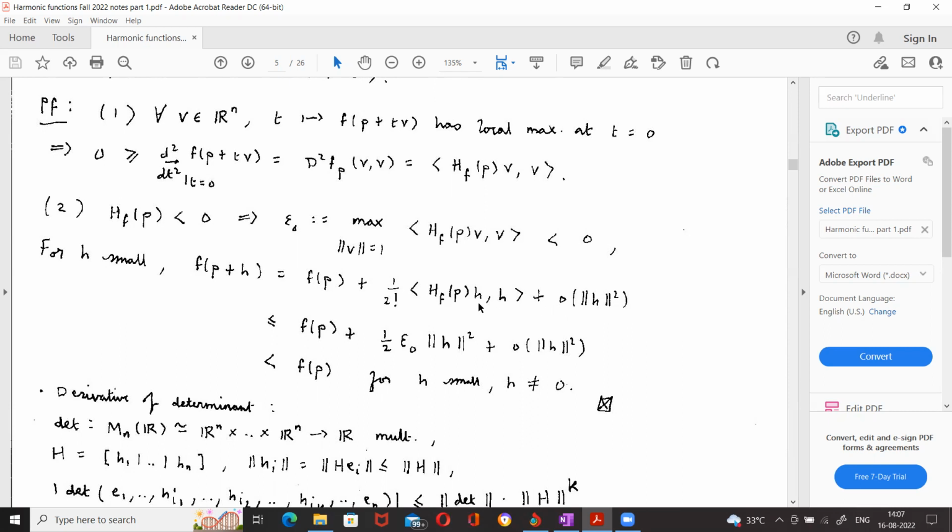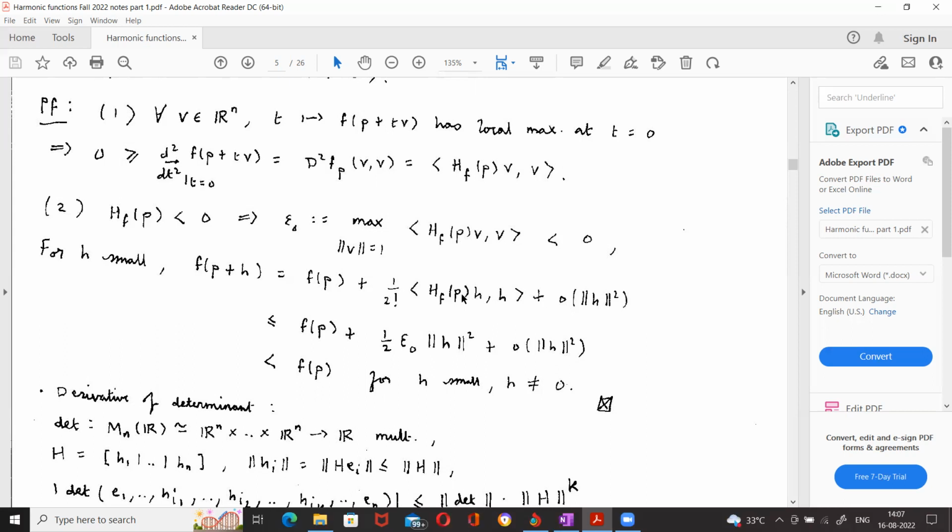And here this H f_p of h comma h is homogeneous of degree 2 in h, right? So this is going to be norm h squared times the value of this quadratic form at a point on the unit sphere.